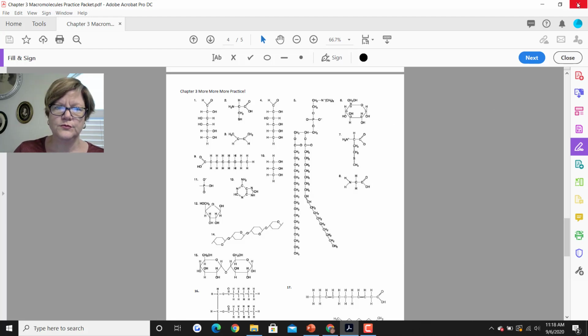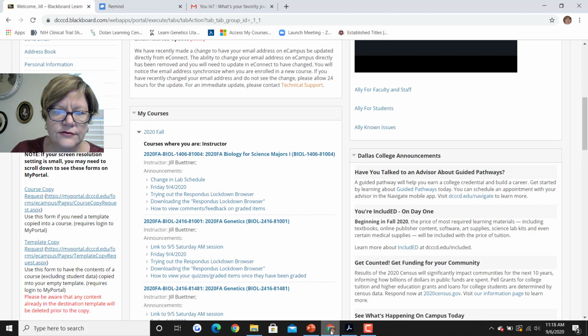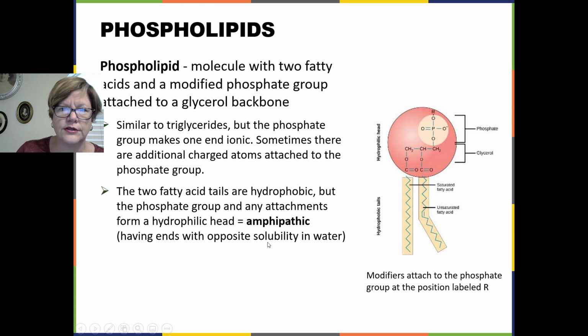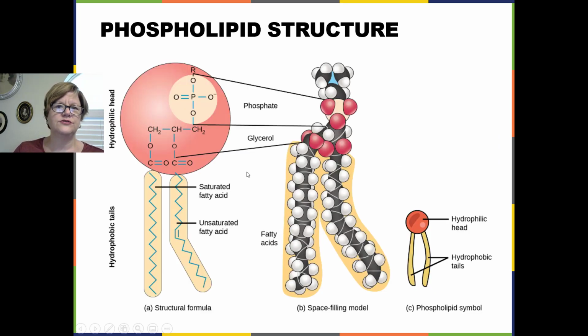All right, so let's go back to our lecture. All right, so here's 3 ways that phospholipids could be drawn. You can see the actual molecular structure that's drawn here. And that's kind of what I'm asking you to see in the practice packet for identification of the structures. In the middle, this is called the space-filling model. You probably won't see that very often, but usually we draw the phospholipids with the symbol on the far right.